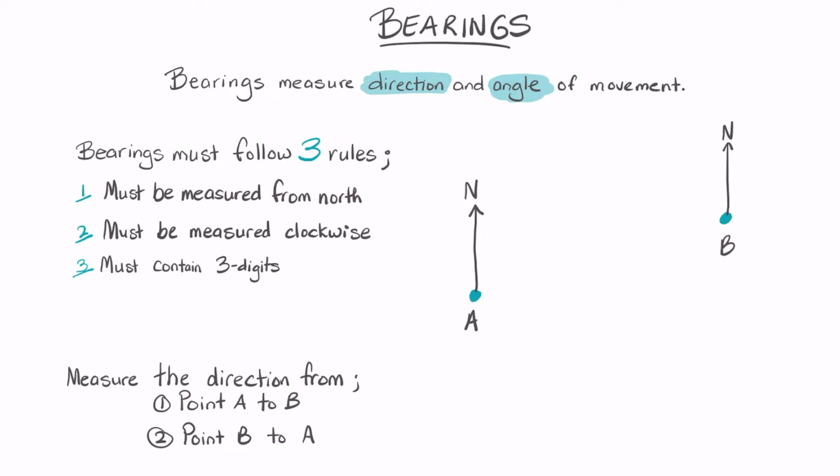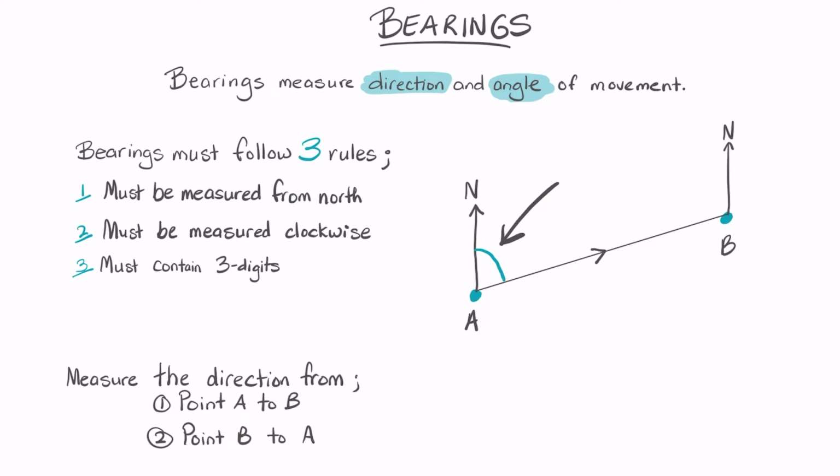Now that we have the north lines, we're going to draw a line from point A to B, which represents the path that connects the 2 points. The question says to measure the direction from point A to B. So that tells us that we're moving in this direction right there. Now you will have to consider what direction from the north line you have to travel in order to be on the line that connects point A to point B. There is an angle there that we now have to measure, and that's the angle right there.